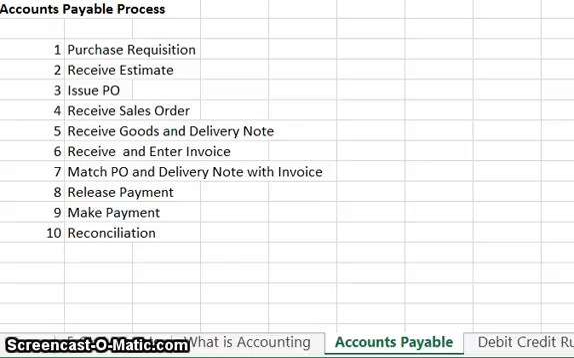So that is your 10 steps that you have in your accounts payable process, which I have put on this Excel spreadsheet for you. And that's basically what any person who is intending to get into accounts payable would need to know about the process for accounts payables.